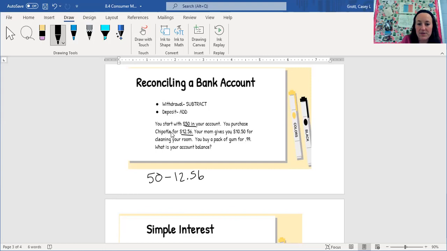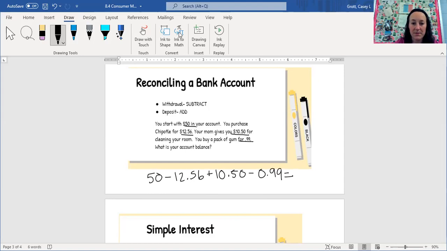But your mom gives you $10.50 for cleaning your room. So you just earned money. That's going to be a plus. You buy a pack of gum for 99 cents. Goodbye, money. It was nice to see you. Hope the gum is good. What is your account balance? Guys, it's all written out. Type it into Desmos. Let Desmos do the work for you.